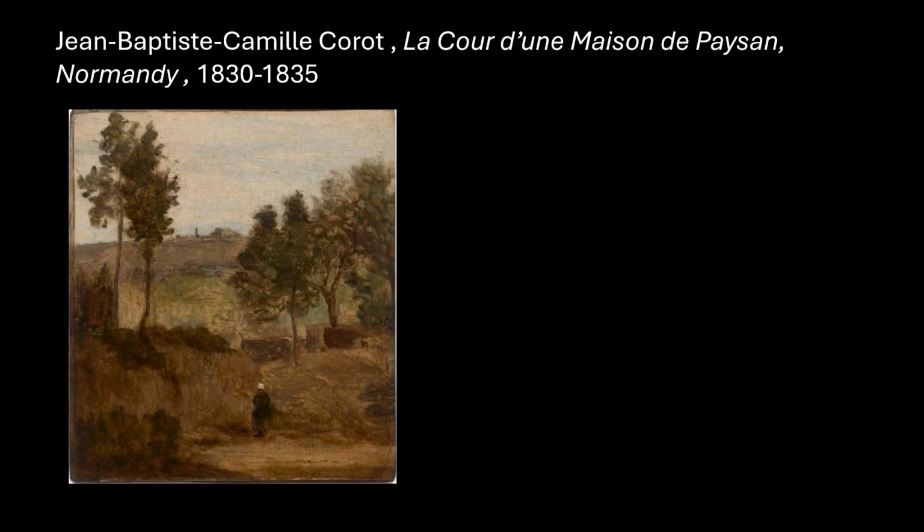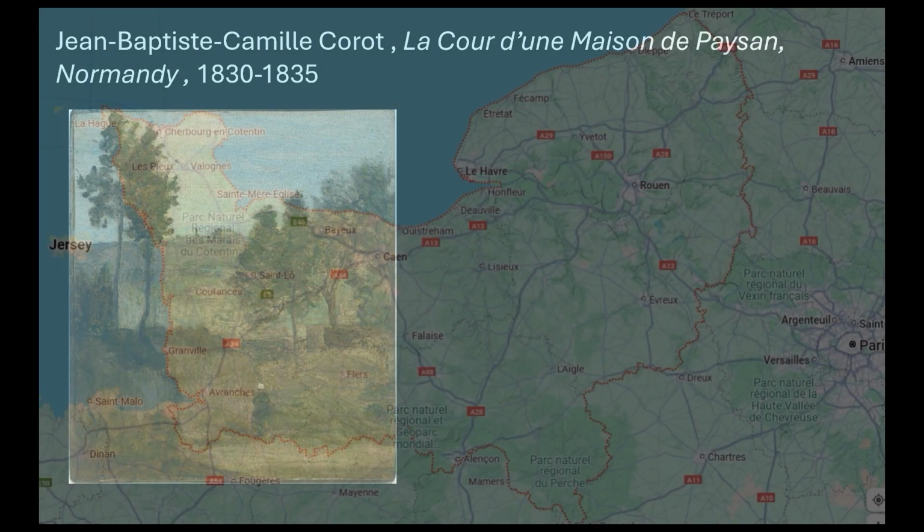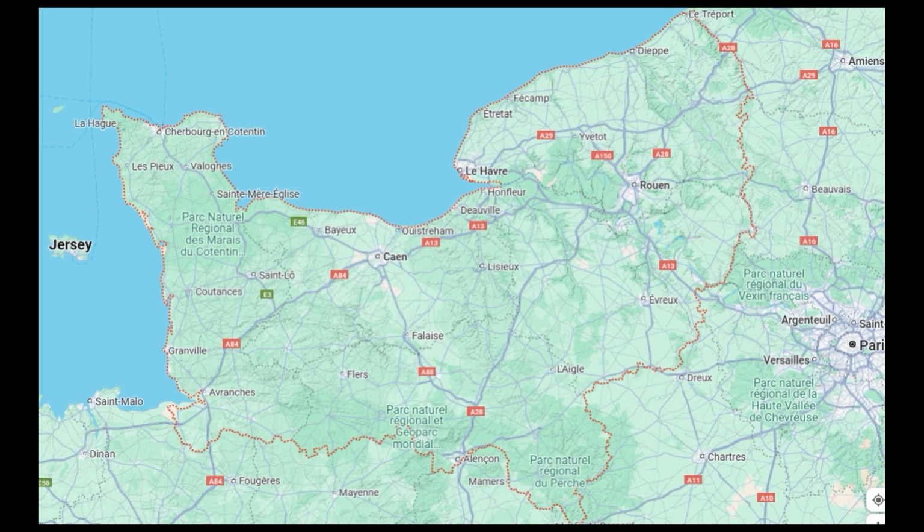This case study is an oil sketch by Corot titled La Cour de Maison de Peasant Normandy, the courtyard of a peasant's house in Normandy, dated 1830 to 1835. As you'll see, both its title and its date were changed as a result of this research. And again, we had no idea where the location is, other than in Normandy.